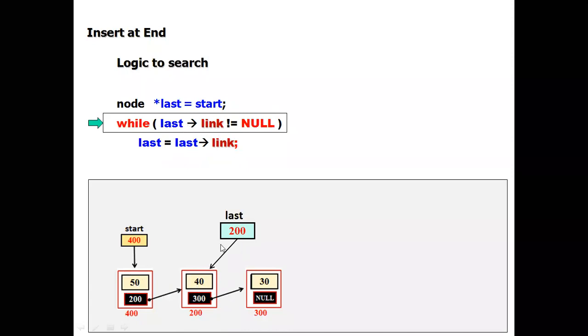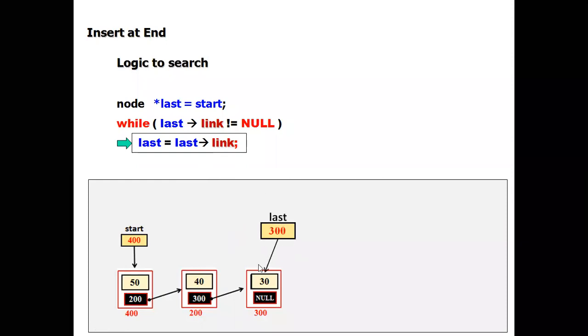So check the last arrow link. Yes, it is not equal to null. Condition is true, so it will come here. Again the last pointer will move by one node. Whenever the last node is not pointing to null, it moves by one node. So last is now pointing to the node with address 300.